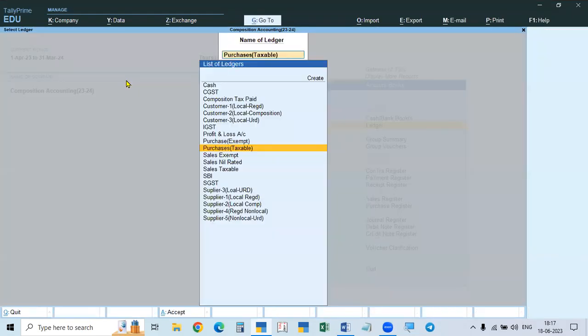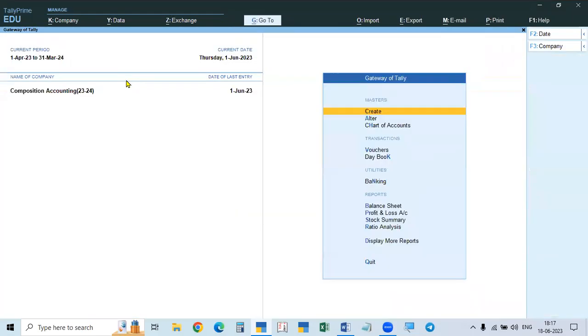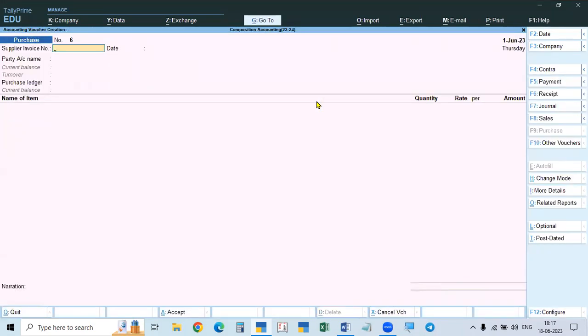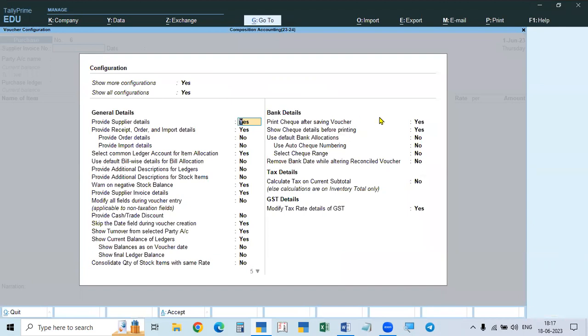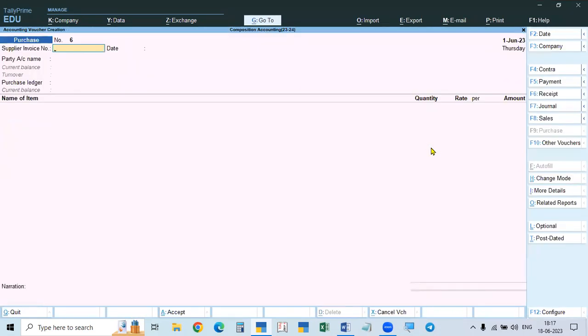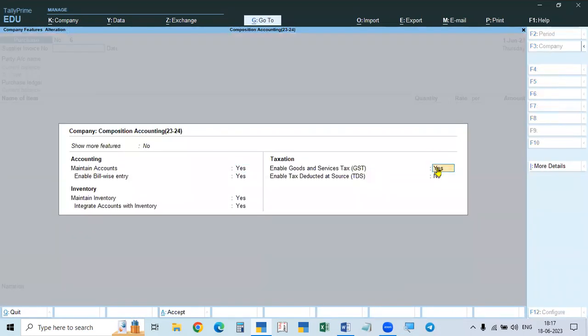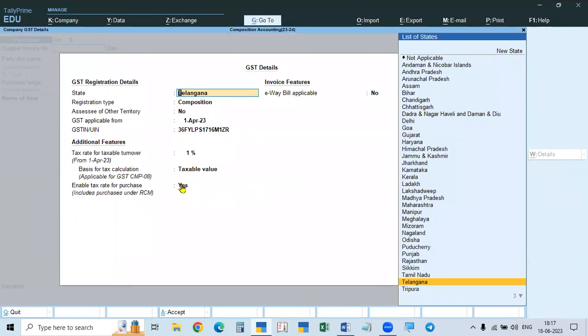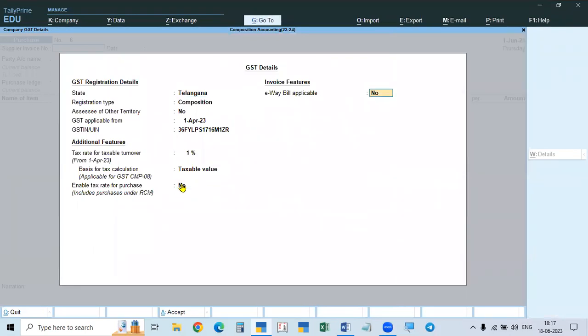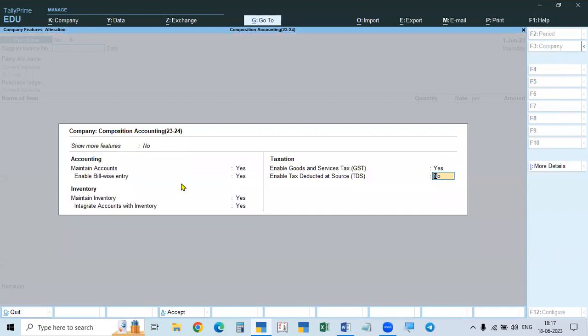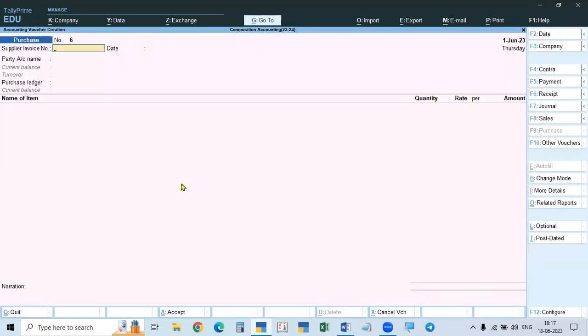So here, I will do one thing. We will go to voucher. Now we will enter another one. Before that, we go to F11. If you go here, even if you put it as no, put it as no.